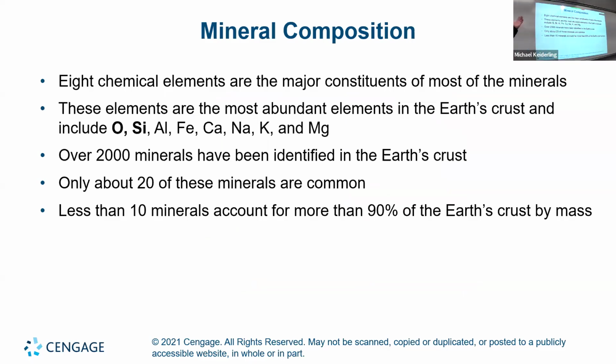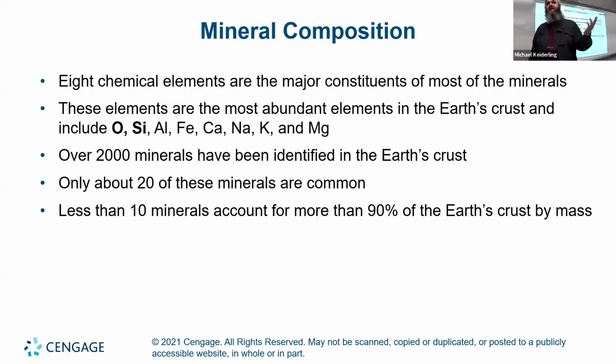Now, only 8 chemical elements make up the major constituents of most minerals. These are the most abundant elements in the Earth's crust. The 2 most abundant elements in the Earth's crust, these are actually in order of abundance, I believe, are oxygen and silicon. Then after that, in significantly smaller amounts, we have aluminum, iron, calcium, sodium, potassium, and magnesium.